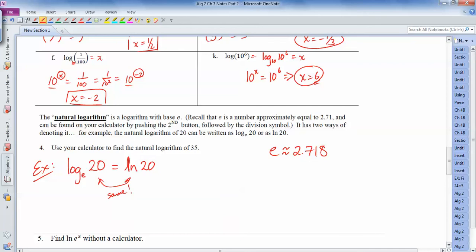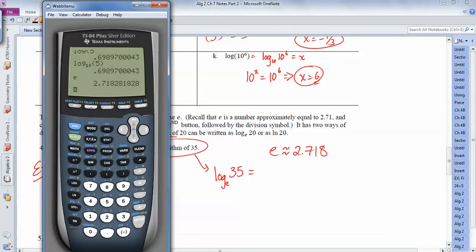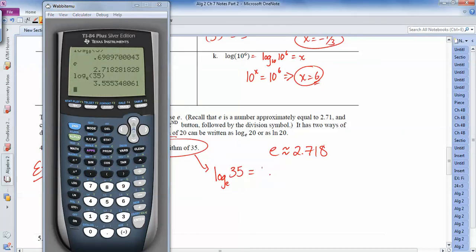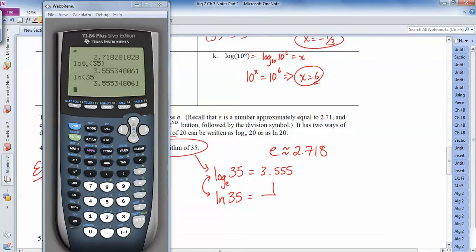If we said, let's find the natural logarithm of 35, well, that's really log base e of 35, which is the same thing as, let's actually use the calculator and get it. Alpha f2, log base e of 35. It's about 3.555. We could have also done ln of 35. These mean the same thing. There's an ln button right here just next to the 4. So if we hit ln and then type in 35, we get the same answer, right here.